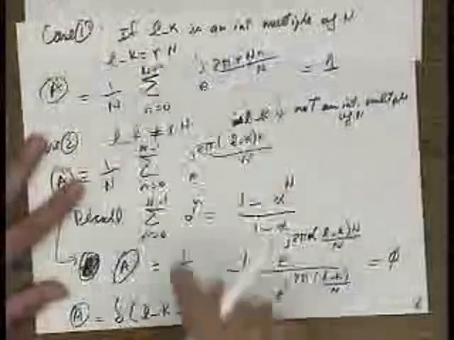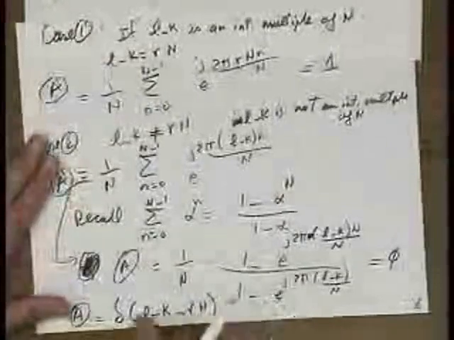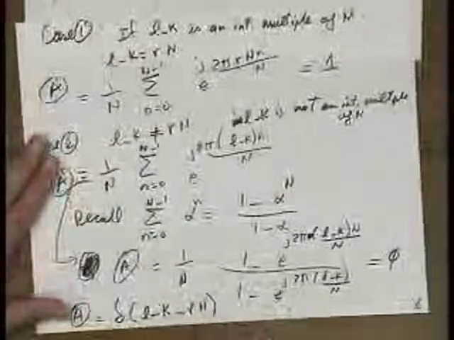So what can we conclude from here? What is A? Sometimes it's 0, sometimes it's 1. The easiest way of describing a function that's sometimes 0 and sometimes 1 is a delta function. It's delta of L minus k minus RN. When L minus k is equal to RN, this becomes 1. When L minus k is not equal to RN, this thing is 0. So A is this delta function. So come back here, and A is nothing but delta of L minus k minus RN.